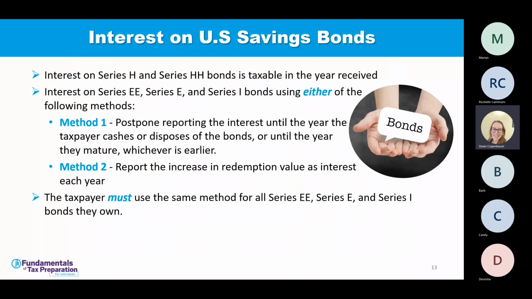Series EE, Series E, and Series I bonds, you get to choose. You either can postpone reporting of the interest until the year that you cash it out, or you can report the increase in the redemption value as interest each year. Seems kind of complicated to me to keep track of that, but some people are very organized. But whatever method you choose, you have to use it for all of your bonds. You can't say this one I'm doing this way and this one I'm doing that way. It's one way or no way. You've got to pick one way or the other.